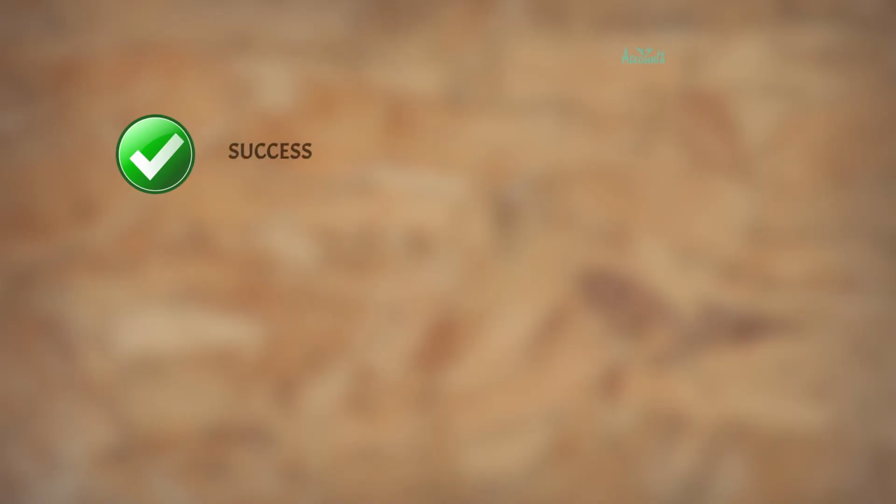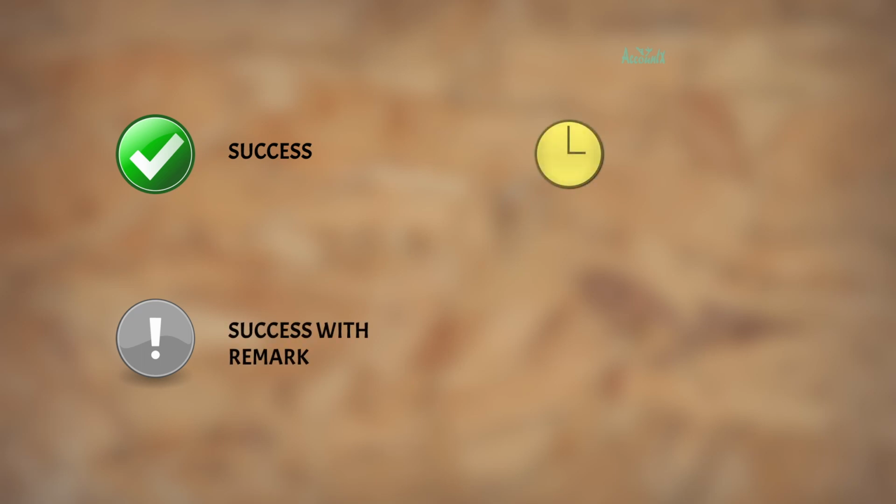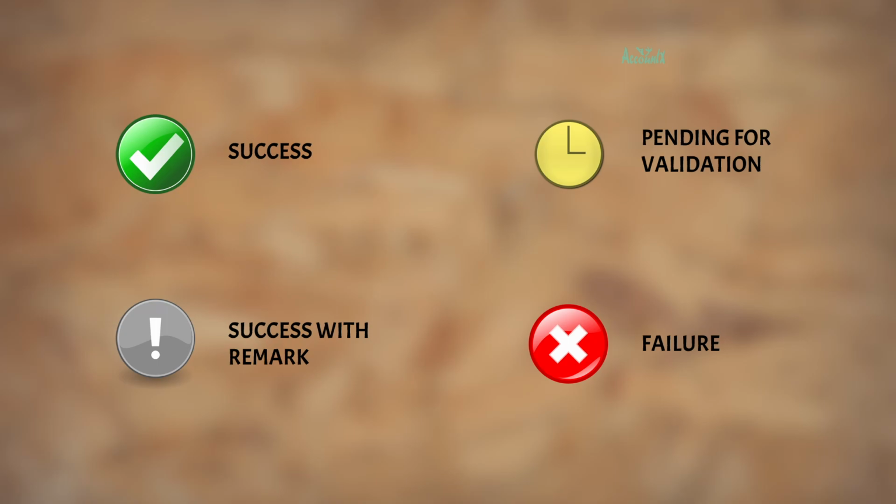As far as this validation functionality is concerned, there are 4 types of status. First one, success. Second one, success with remark. Third one, pending for validation. Fourth one, failure. We'll go through each of these in detail, starting with success.